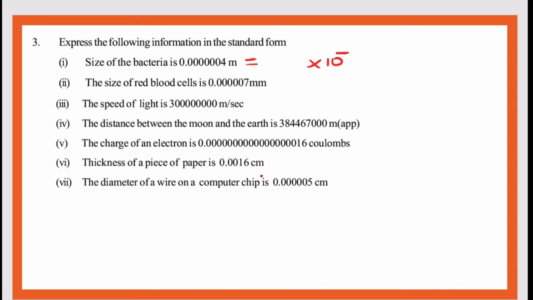So how much we are going, that we are going to count now. So 2 zeros, 4, 6 and at the 7th position we are going to get the first non-zero, that means it is equal to 4 into 10 power minus 7 meters. So here units are very important. Next, red blood cells. These also we can't see with our naked eye because they are very small. Now if you want to find this, 2 zeros, 4 and 6. So at the 6th position we are going to get the first non-zero, then I can write it as 7 into 10 power minus 6 millimeters.